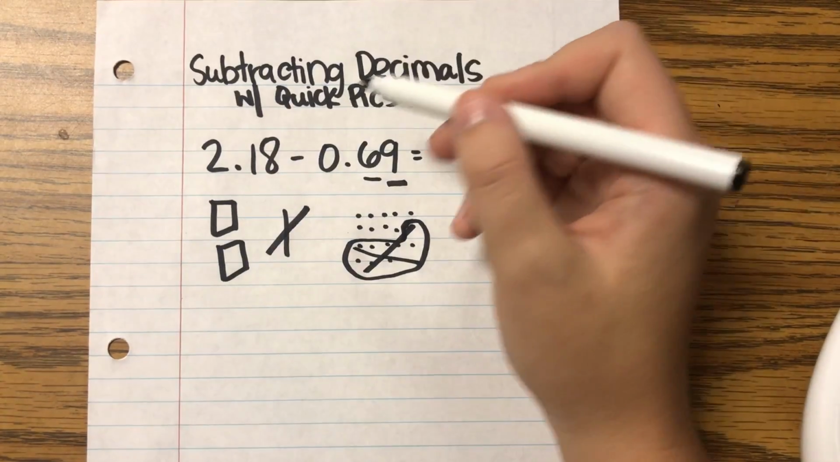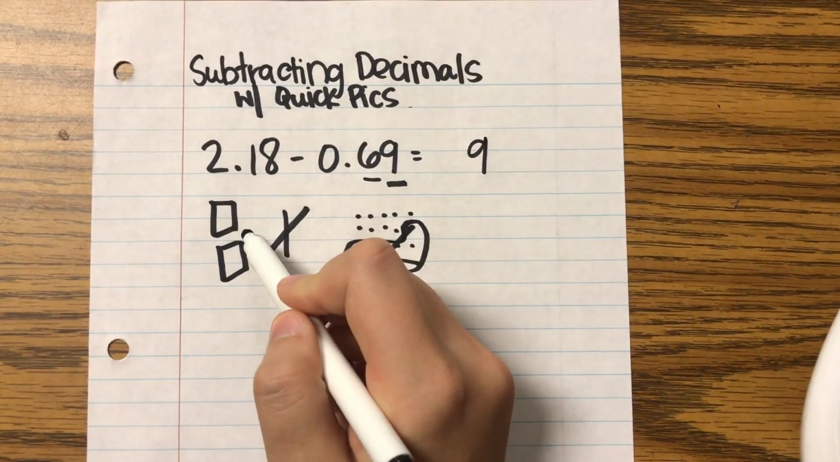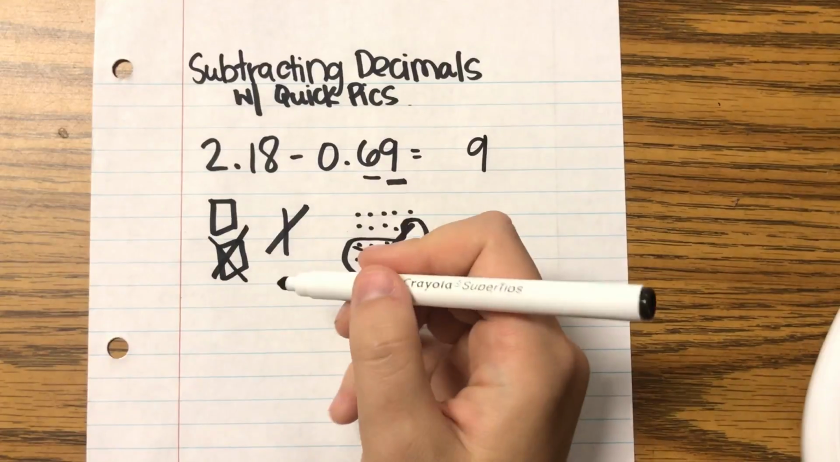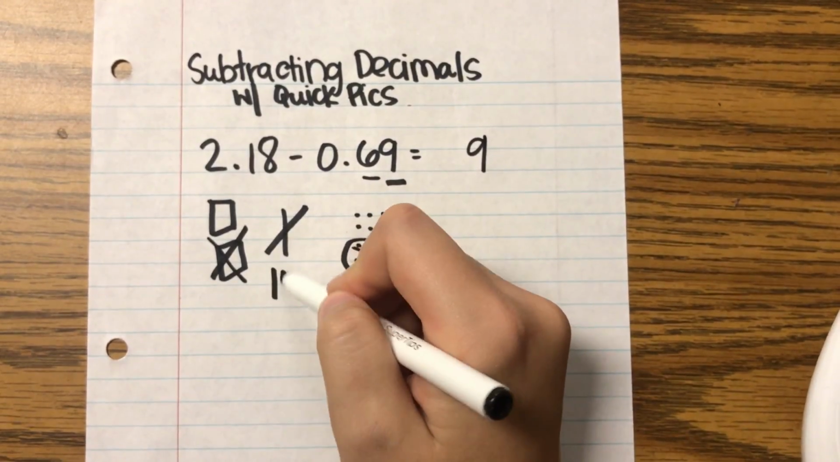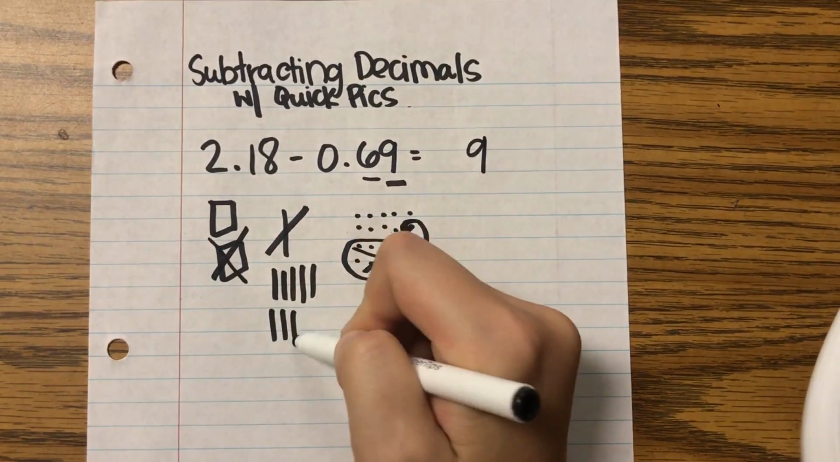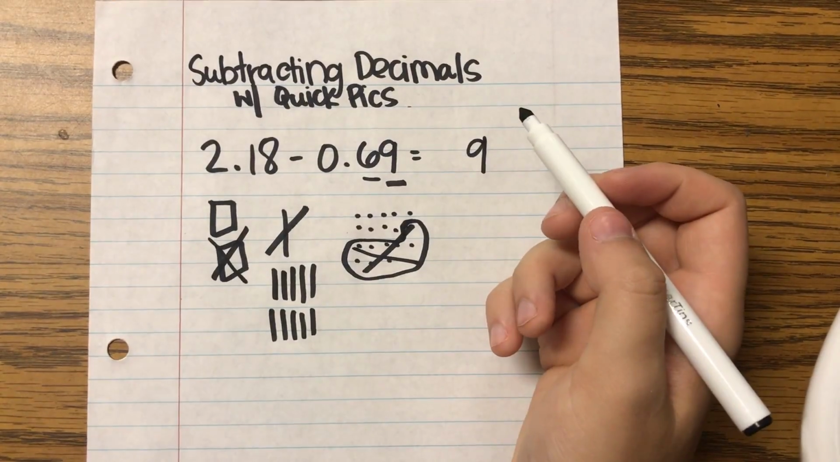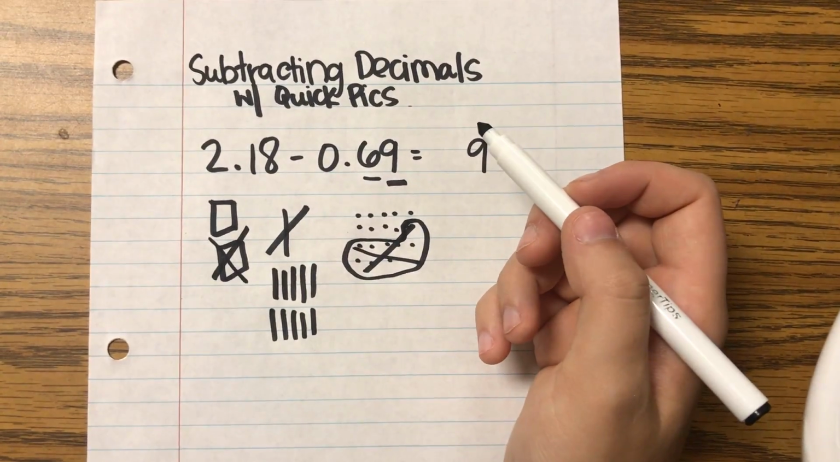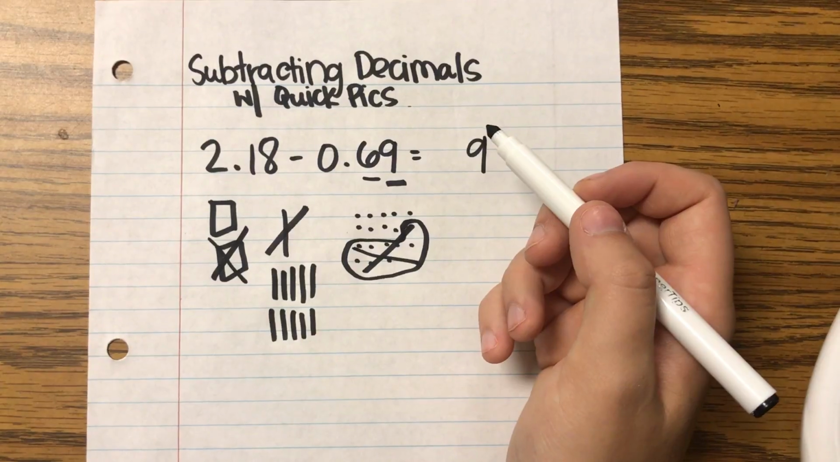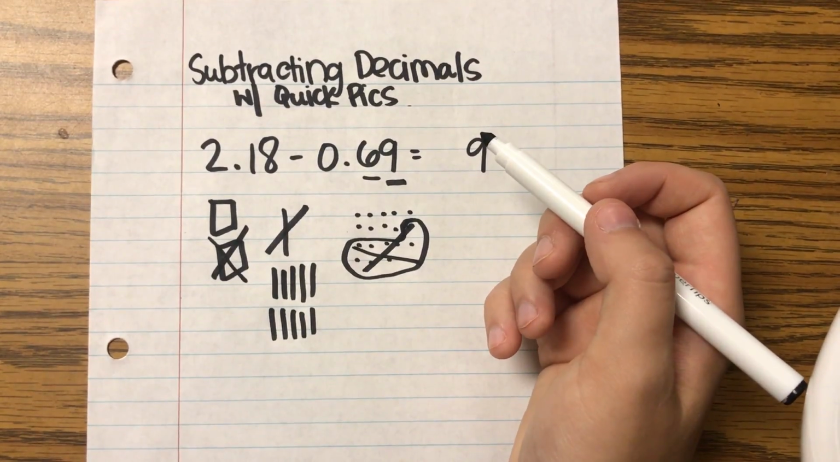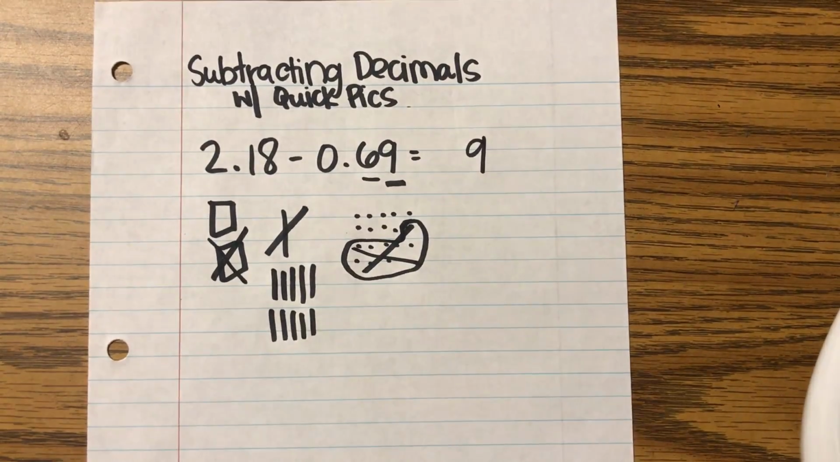Regroup from my whole. So I take 1 whole, and how many tenths does that give me? 10. 1, 2, 3, 4, 5, 6, 7, 8, 9, 10. Because 10 tenths is the same thing as what? 1 whole. It's the exact same thing. I'm just swapping it out. So now I have 10 tenths. Can I take 6 away from that?